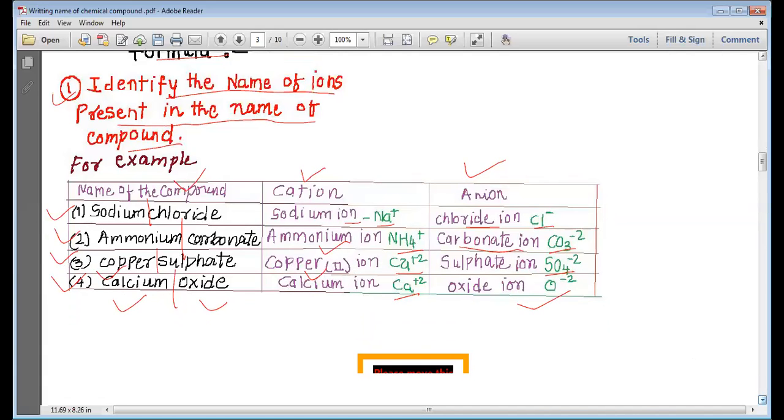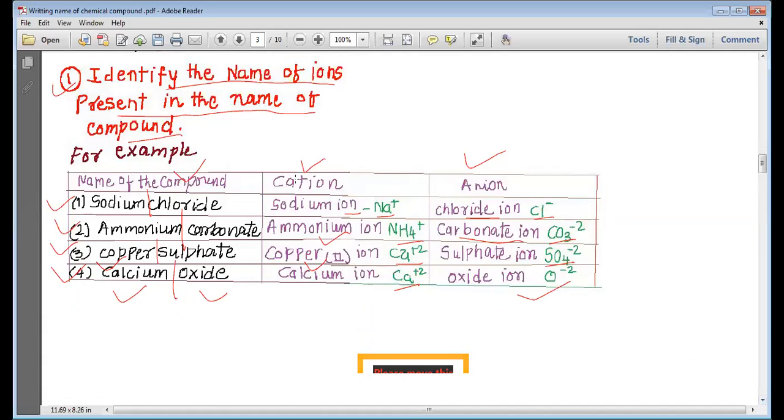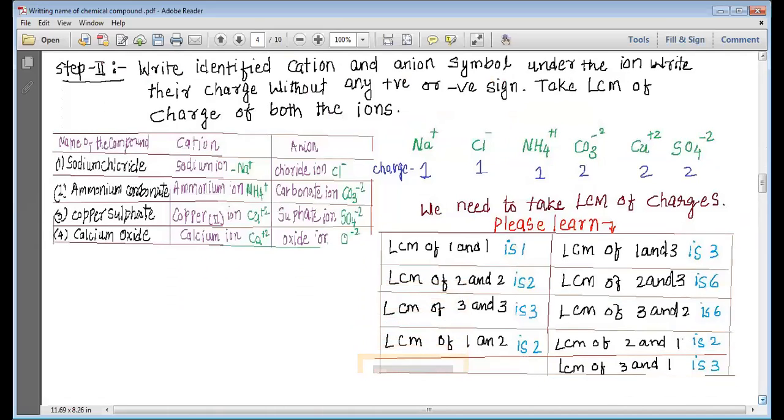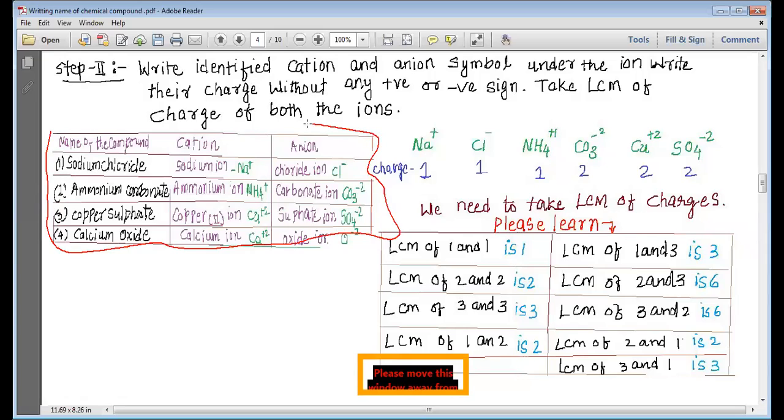So this is how, my dear students, we first need to identify the cation and anion present in the given name or present in the compound. Now, my dear students, we want to study the second step. In the first step, we have identified the cation and anion present in the compound. So the first step is done. Now what do we do in the second step?